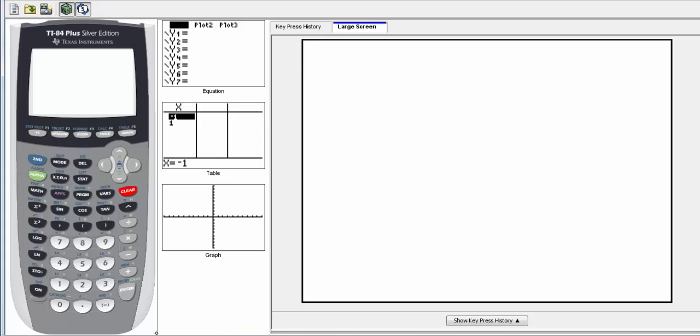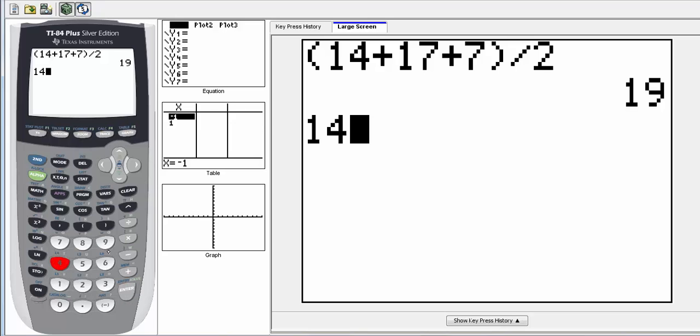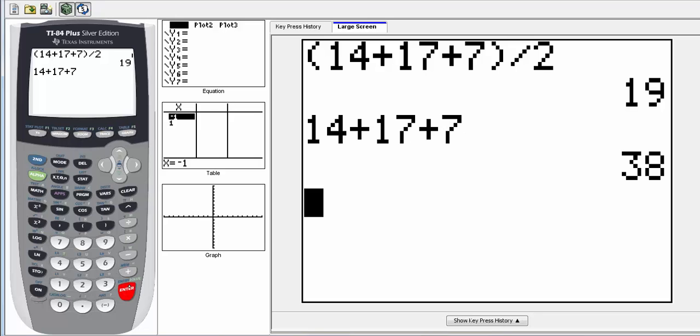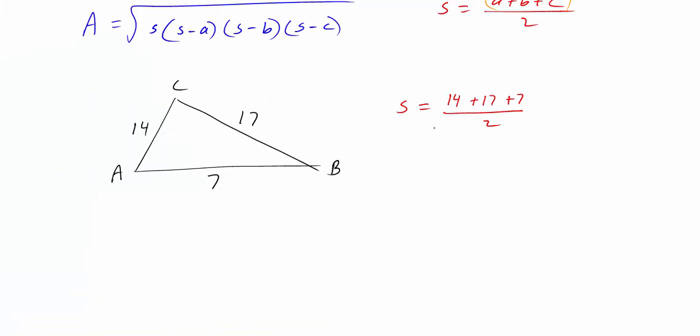So if we go to the calculator, we want to make sure that we put parentheses 14 plus 17 plus 7, close the parentheses, and then we can divide by 2. So that means we're going to add everything up divided by 2, and we get 19. Now another way you could do this is you could always simply type in 14 plus 17 plus 7, hit equals, and get 38, and then divide the answer by 2, and you'll still get 19. So here, S is equal to 19.